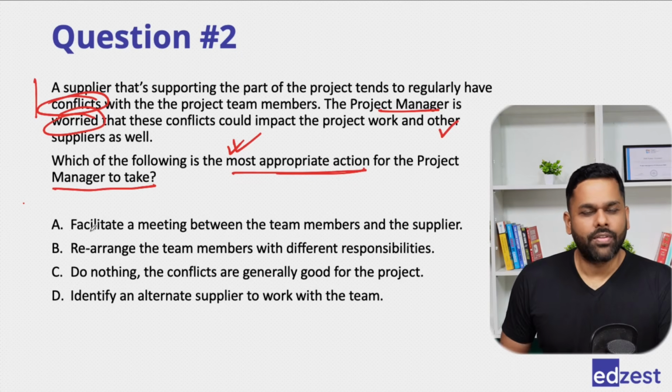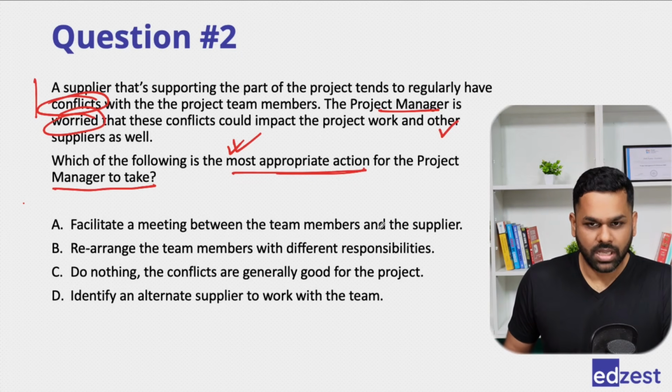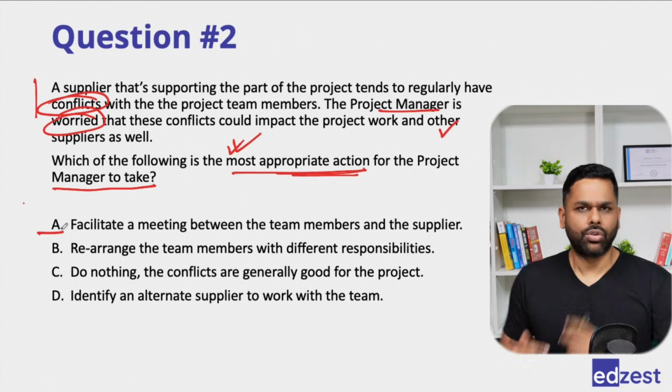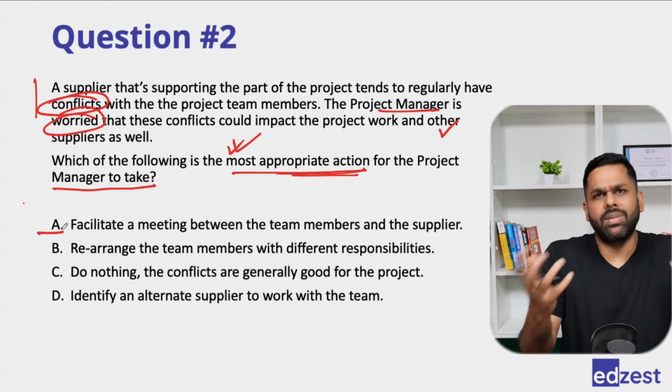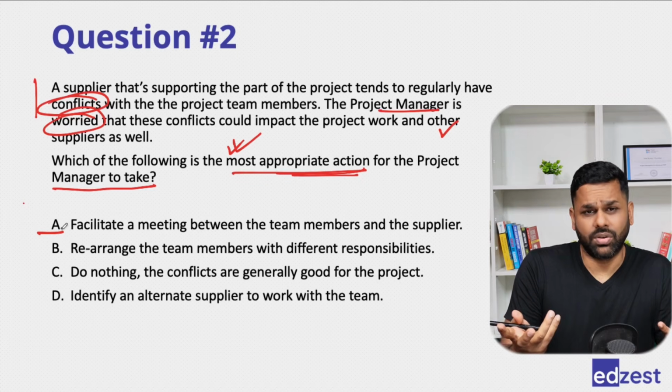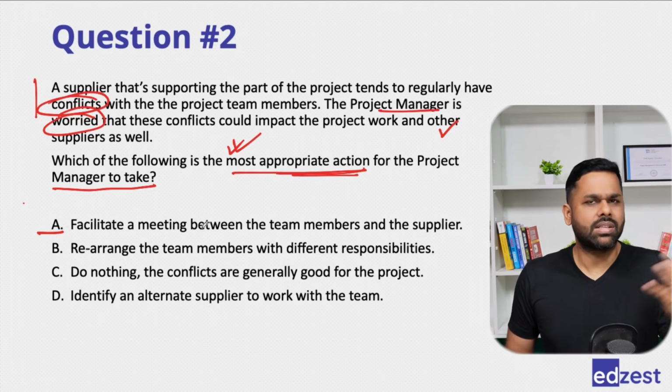Let's see. Facilitate a meeting between the team members and the supplier. Can we do that? Yes. Can it be an appropriate action? Yes. So we'll keep it. So two parties are having conflicts and we are meeting with them. Maybe try to understand why it is happening. Maybe try to understand or discuss the solution. So facilitating a meeting is nothing wrong here.